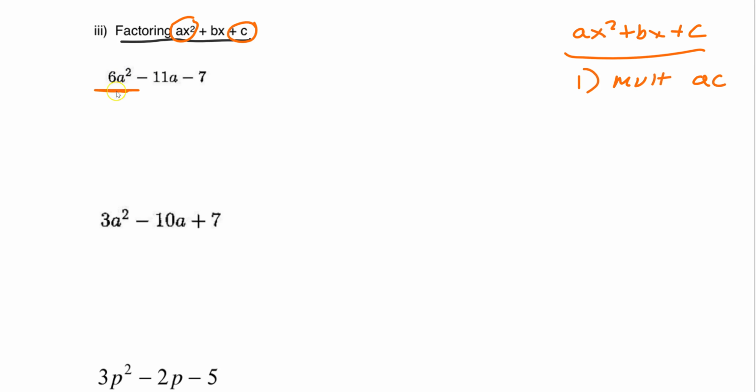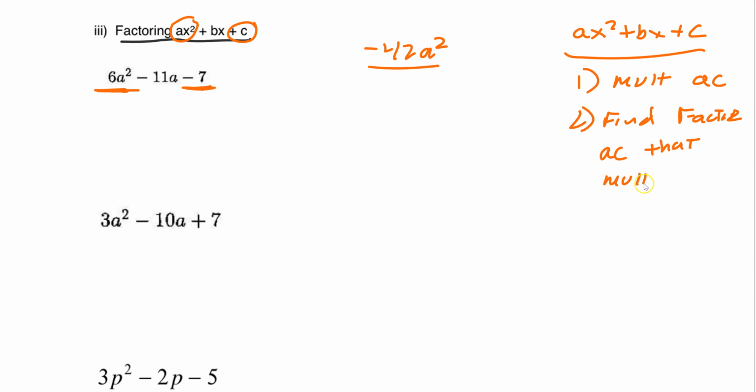So in this case, I'm going to multiply 6a squared and negative 7. I'm going to get negative 42a squared. Then we do what we always do. You want to find factors of AC that multiply to get B. Right? So I want a combination of AC that multiplies to get B.